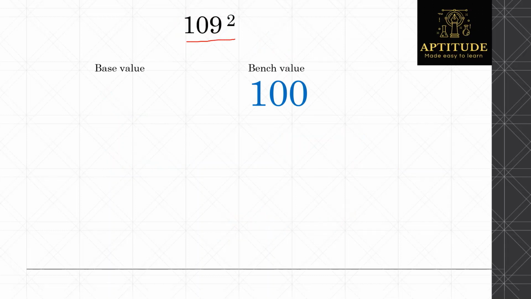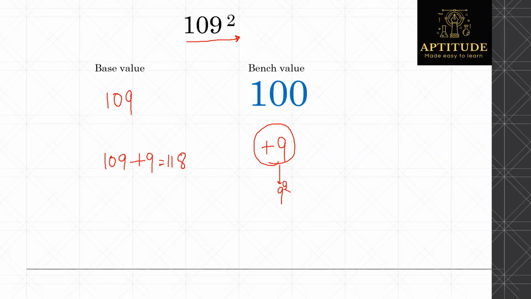See the next number, 109 square. So here base value will be 109 simply. And what will be the difference here? 109 minus 100, difference is 9. And as it is greater than 100, the symbol will be plus. Which means now for the base value, I should add 9 here. If it is minus, I'll subtract. If it is plus, I should add. 109 plus 9 is nothing but 118. And 9 square, the difference square always I should consider. So 9 square is nothing but 81. Which means 109 square will be 11881.